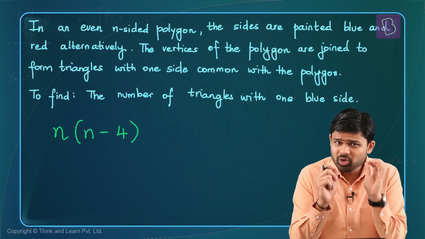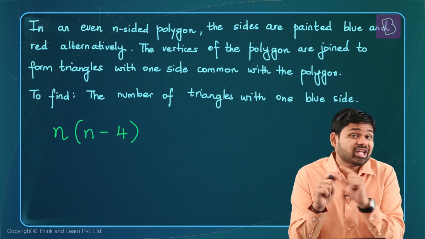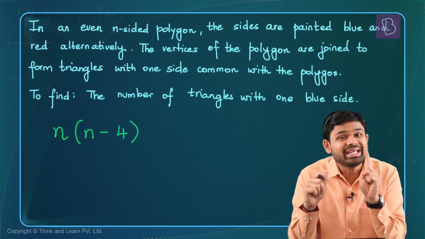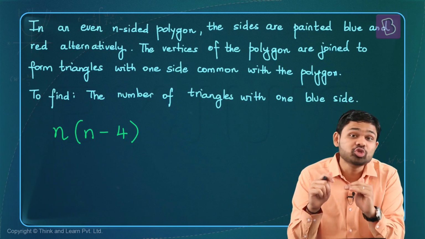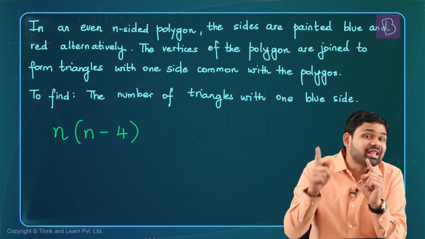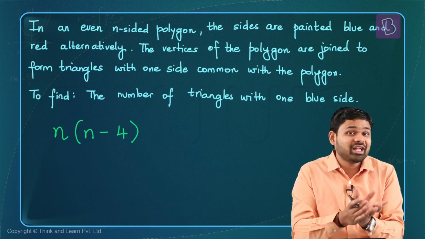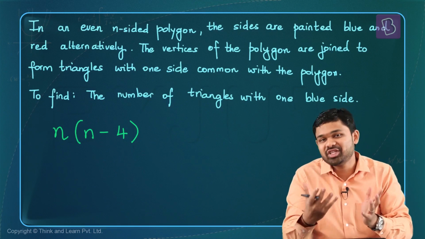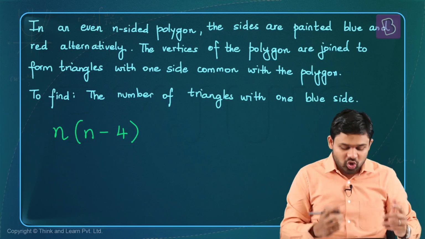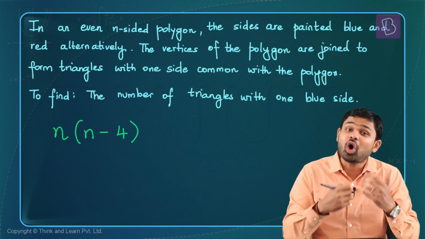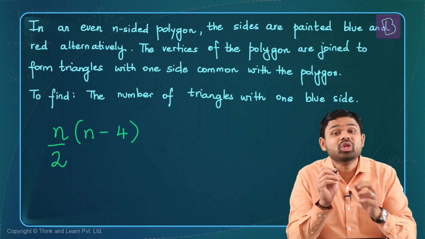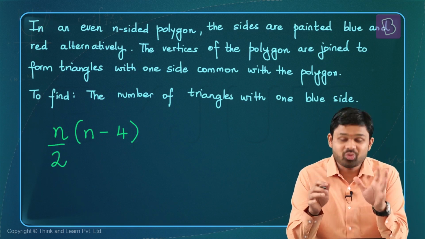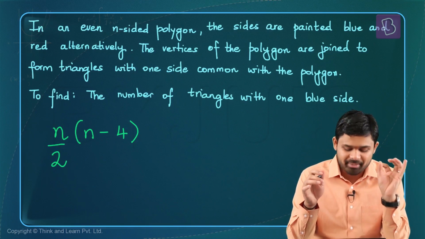But there is one more catch in this question. We do not need all these triangles. We only need those triangles which have one blue side. So we know that of all the sides of the polygon, half the number of sides are blue in color, half the number of sides are red in color. So we do not have the luxury to choose all n sides. We can only choose n by 2 number of sides. So the correct answer to this question is n by 2 times n minus 4.